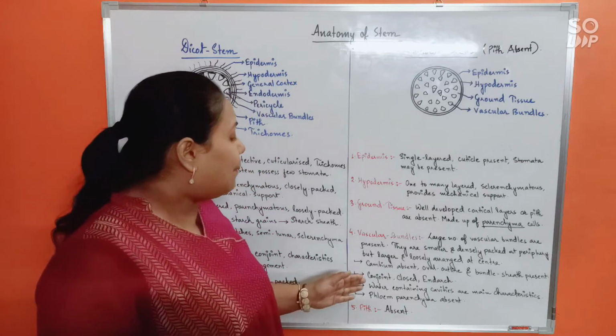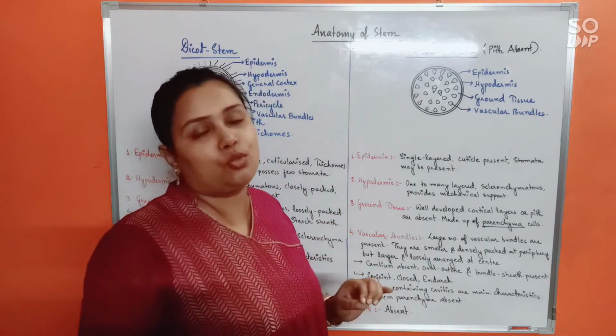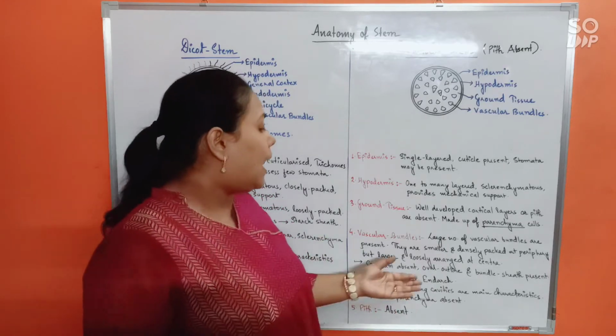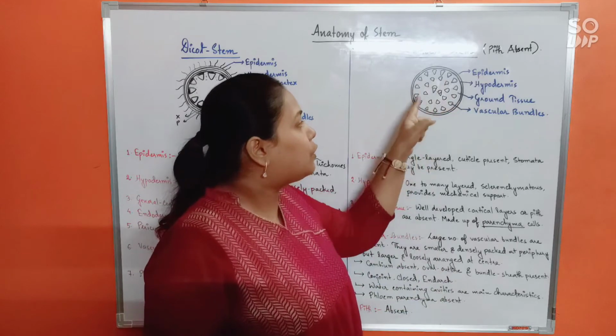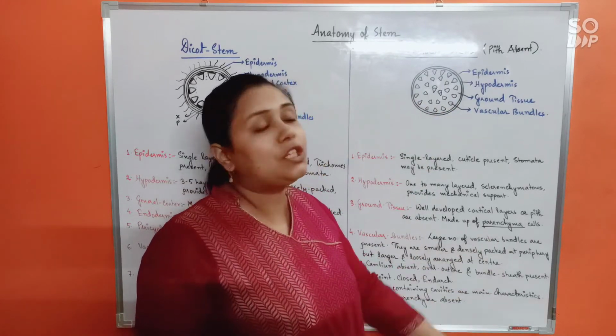Now, cambium absent. Of course, monocots do not show secondary growth, so in that case cambium will of course be absent. And oval outline. All the vascular bundles show an oval outline, and bundle sheaths are present.